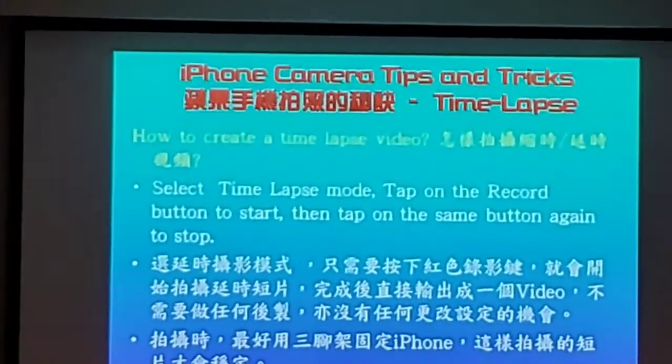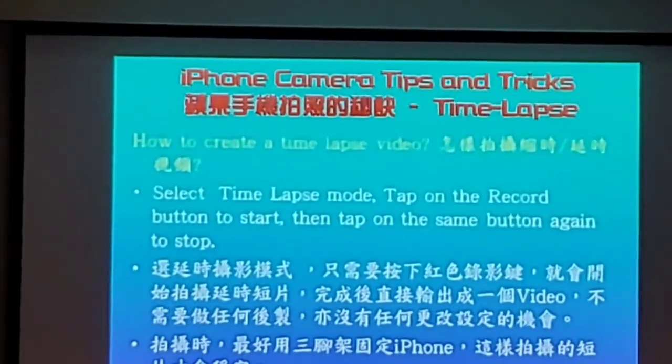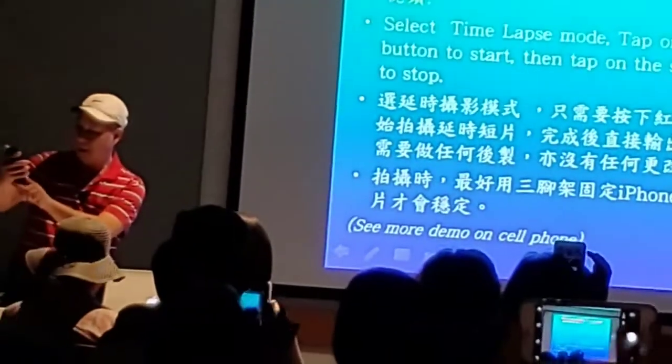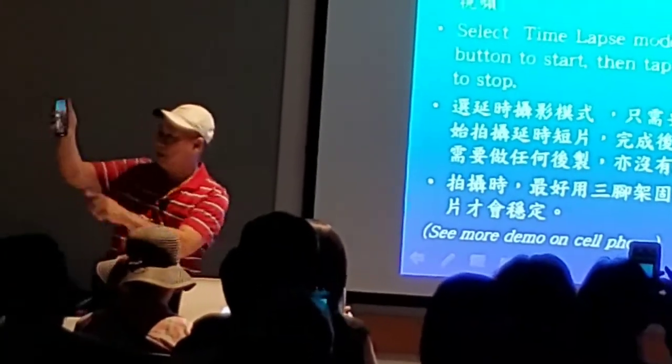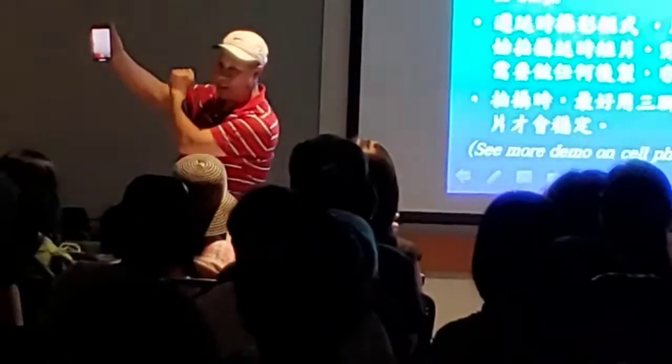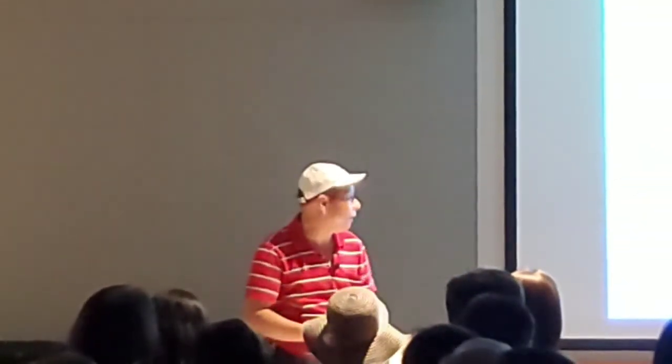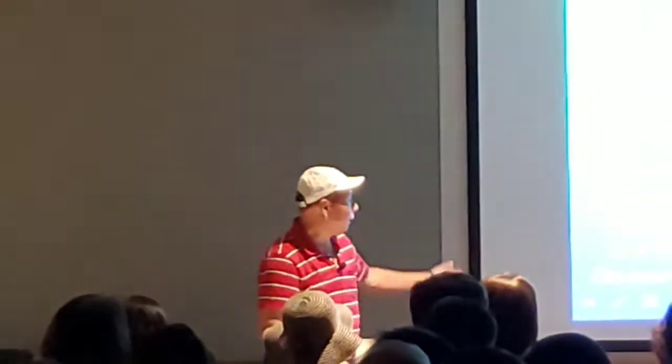And how do you do this? Again, in your iPhone, I think that's the fourth option, time lapse. On the first one, you just press the red button to start and then press it again to stop. That's that simple. You cannot do any adjustment. But if you want to do it, you probably need a tripod to stabilize it and have your iPhone charge your battery. And you have to take it a longer time to see the effect.